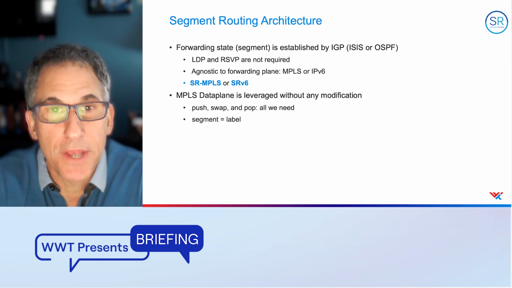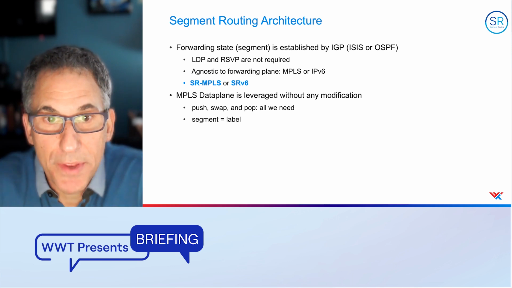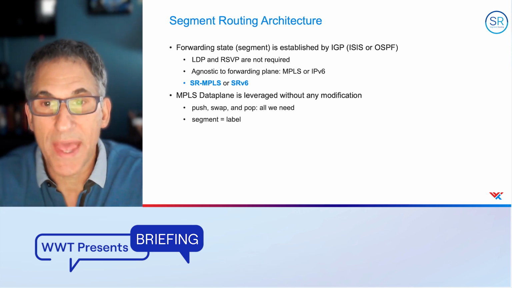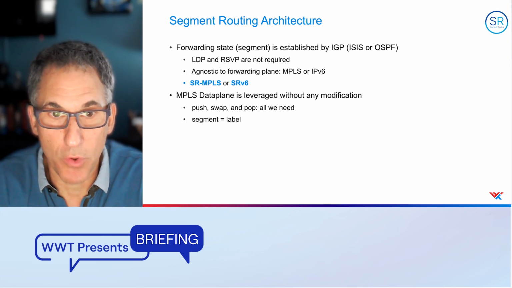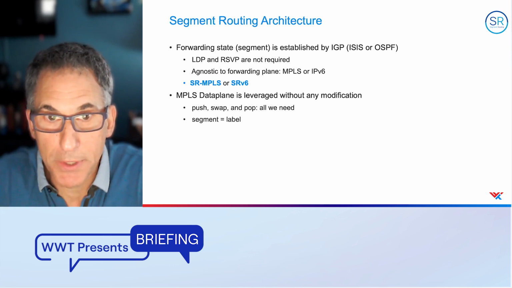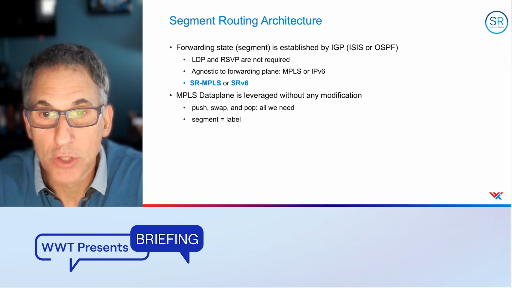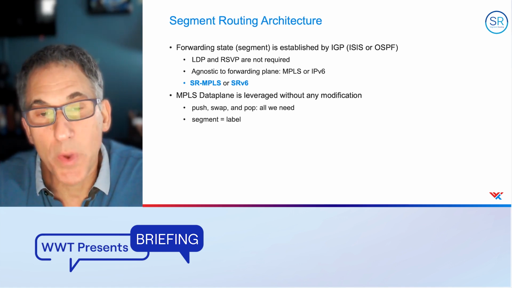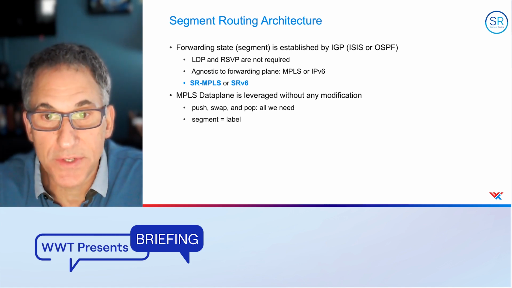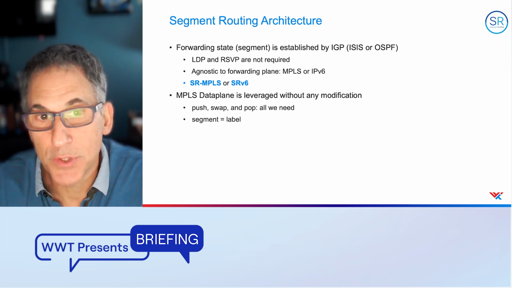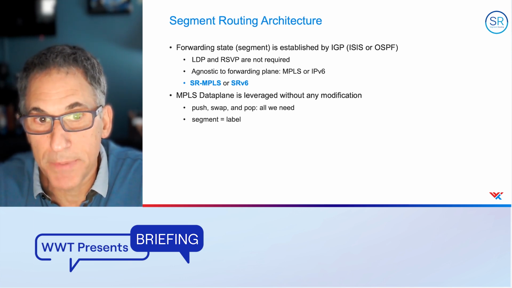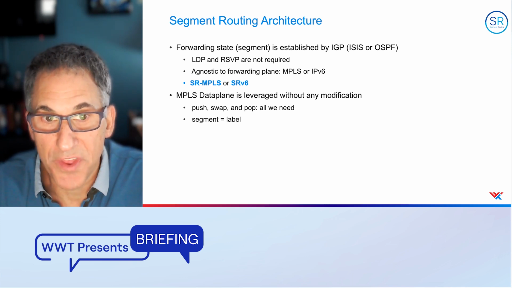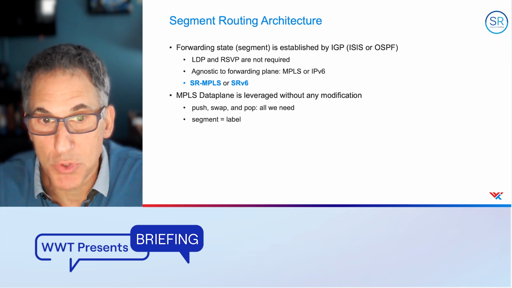So looking at the architecture of segment routing, forwarding state is established by ISIS and OSPF. So what we have is perfect integration with the routing protocol, not a separate protocol like LDP or RSVP like in the past. So there's no synchronization between protocols that's necessary. It's also agnostic to the forwarding plane. It doesn't care if it's MPLS or IPv6. Now this presentation is strictly on SR-MPLS, but there is a version of segment routing that runs over the native IPv6 data plane, which has some huge advantages.